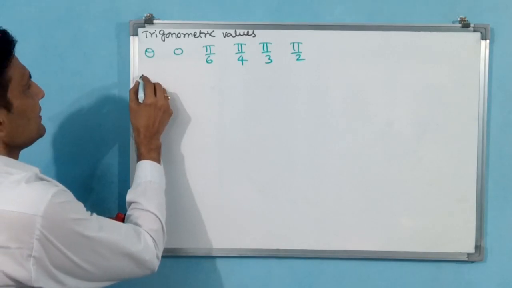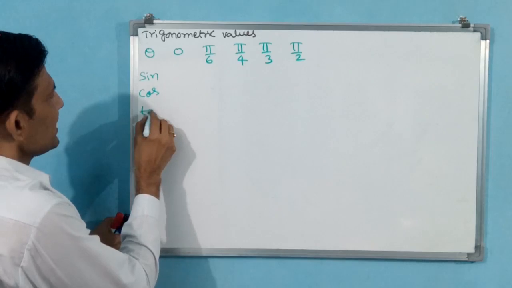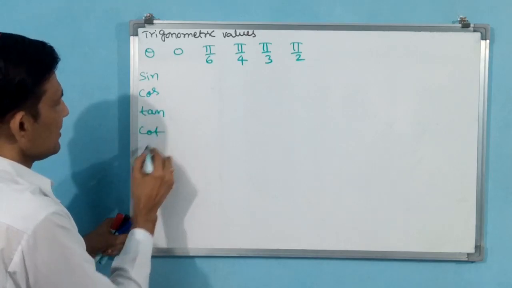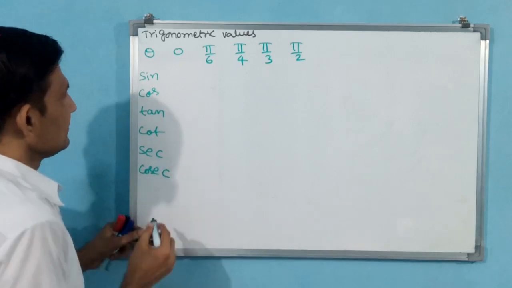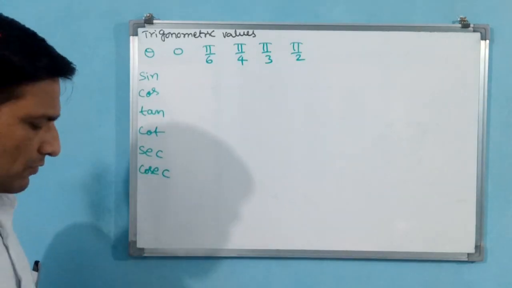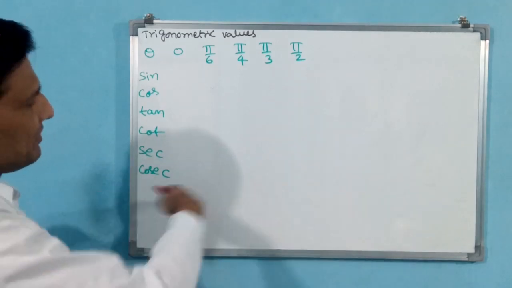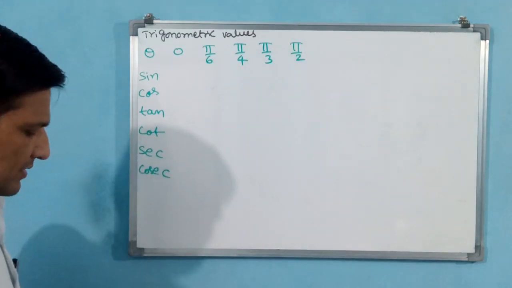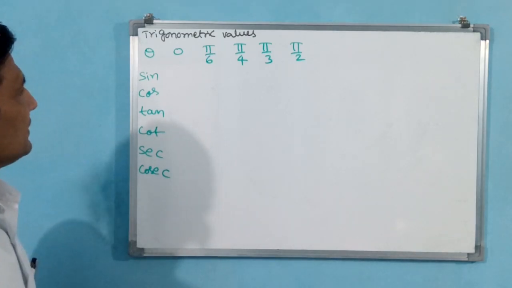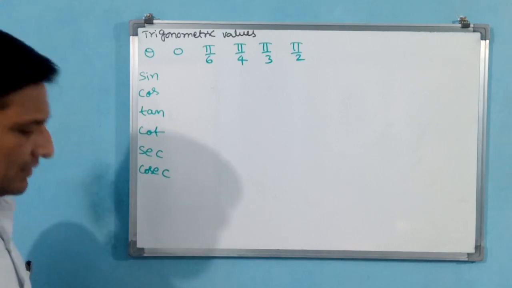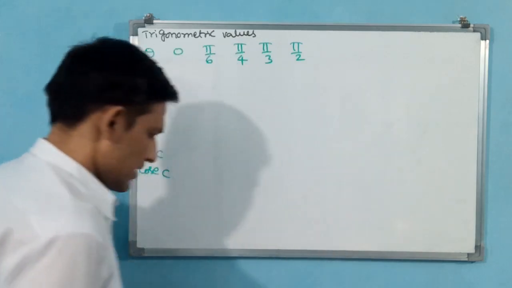You write here sine. You write here cos. You write here tan. You write here cot. You write here secant. You write here cosecant. Okay. We will try to adjust this space. Now, let us draw the values of this sine, cos, tan. I don't think space is enough for us.